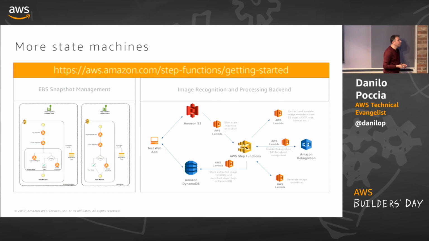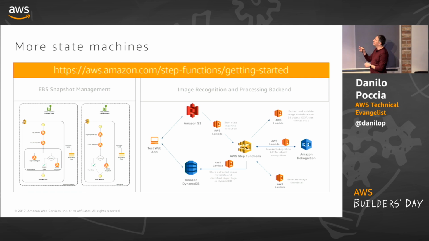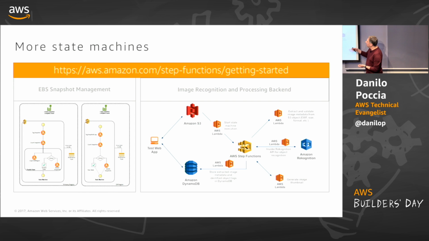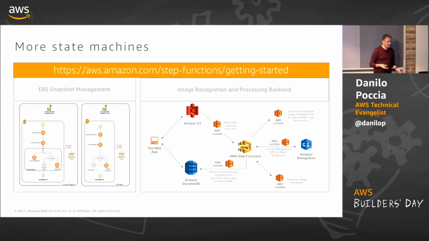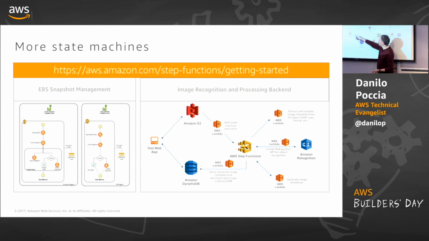So if you really can't stop liking state machines, this is the link where you should go. This is where we have a few tutorials that you can follow along with the console. So the image recognition example that I did multiple times over the day, there's a nice tutorial that tells you how to build it. So if you want to get practice, it's nice. Also the EBS snapshot management, they're both at this link.